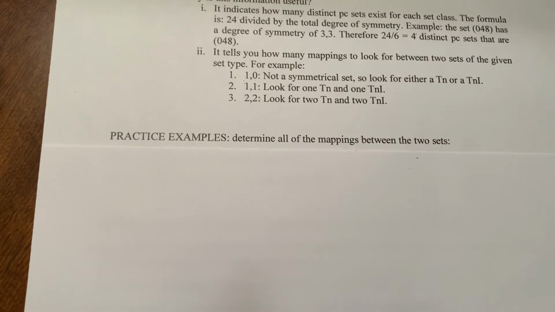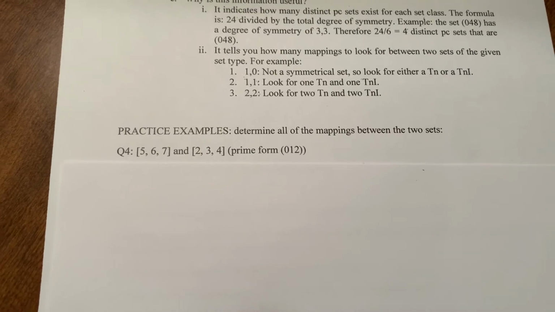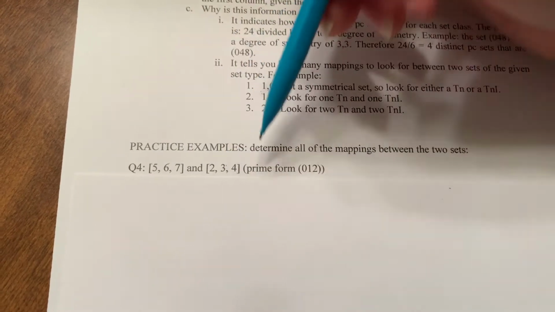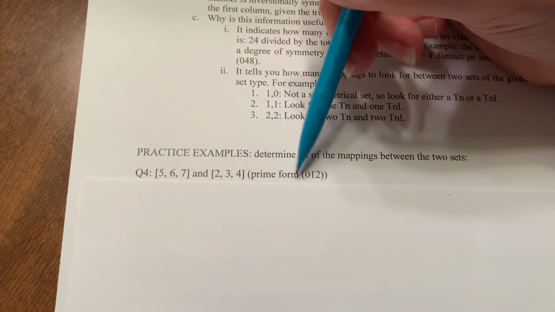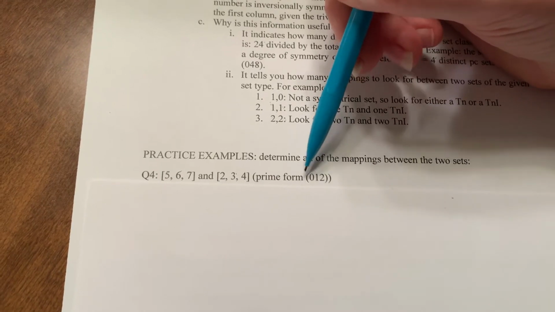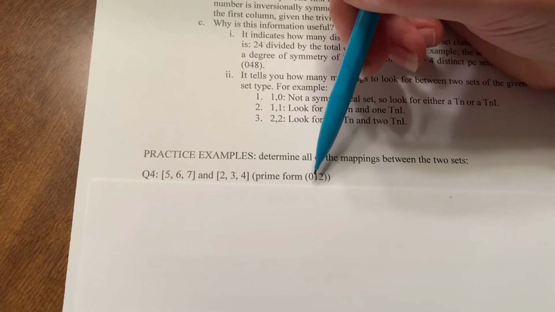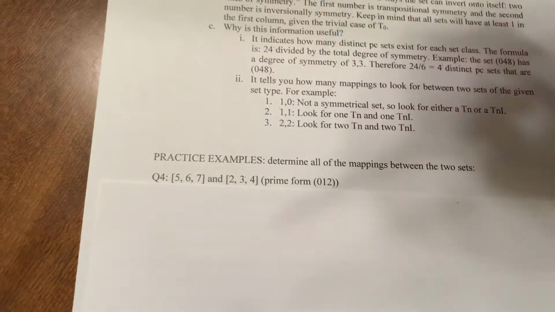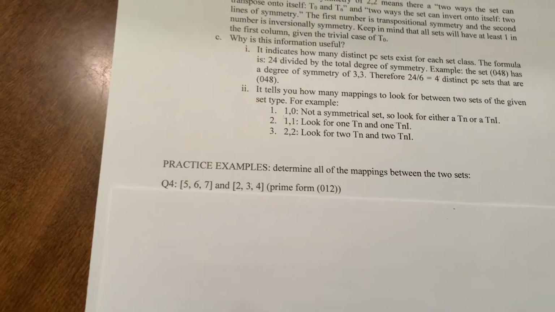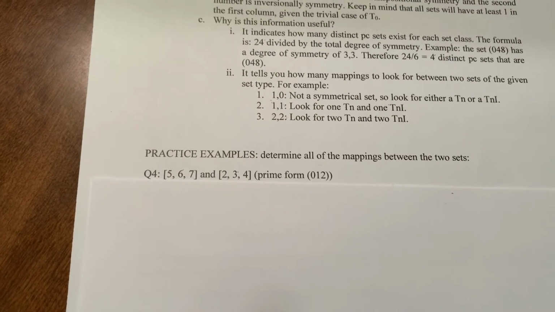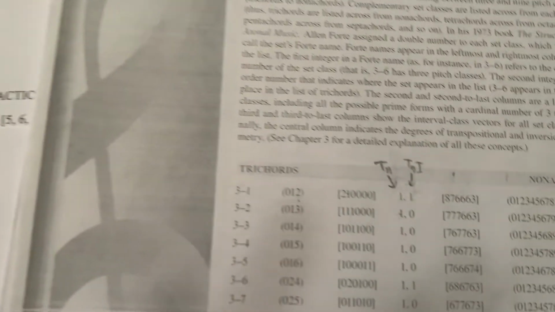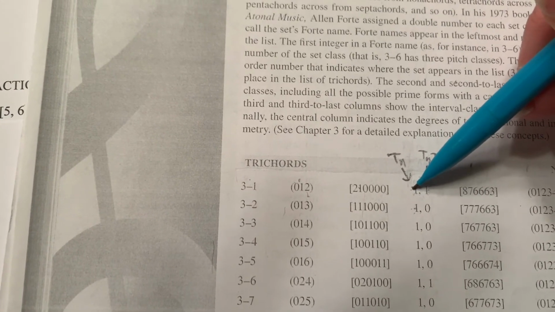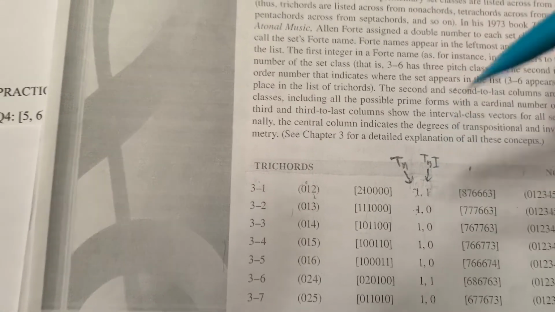Now we're finally back to where I wanted to reach. So here, I'm going to determine all the mappings between this set and this set. Both of them are prime form 012. All right, so as soon as you see this, you go, oh, they're both 012s. It's a symmetrical set, so I can't just look for one answer. I need to look for multiple answers. We could go through the long process of showing this, but really, you can look at your list of set classes. And we saw that 012 had a degree of symmetry of 1, 1. That means I need to look for one transposition and I need to look for one inversion.